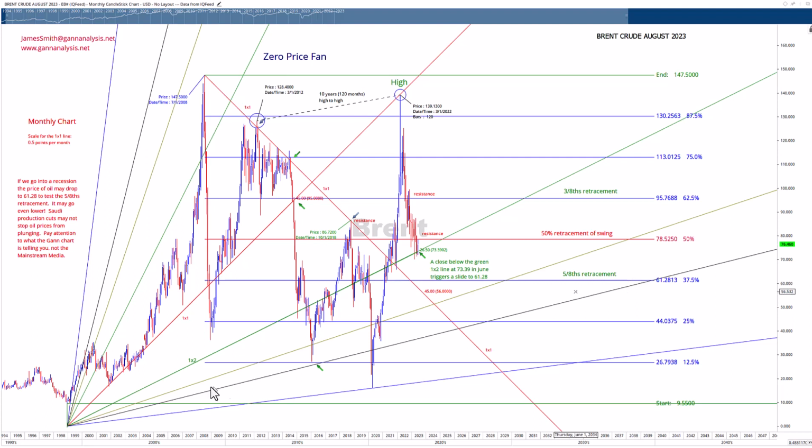Again, what we're doing here from the low to the high is a 5/8 retracement. It's just a 5/8 retracement of that move from low to high. So if you get down here and you find support, maybe you cover your short. And now I'm not telling you to go short. I'm not telling you to go long. I'm explaining how the Gann charts are interpreted for Brent Crude, the August contract.